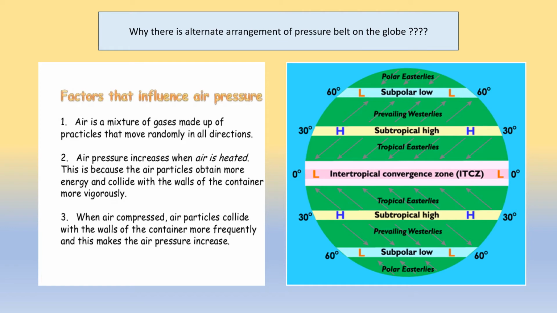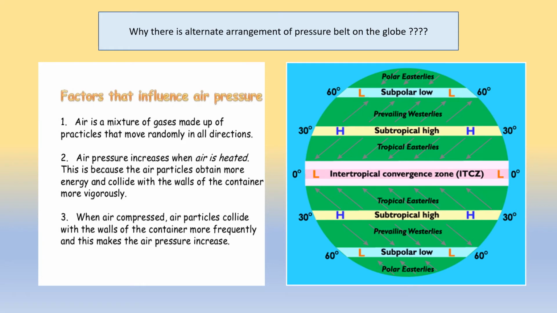Air is a mixture of gases made up of particles that move randomly in all directions. Air pressure increases when the air is heated, because the air particles obtain more energy and collide with the walls of the container more vigorously.